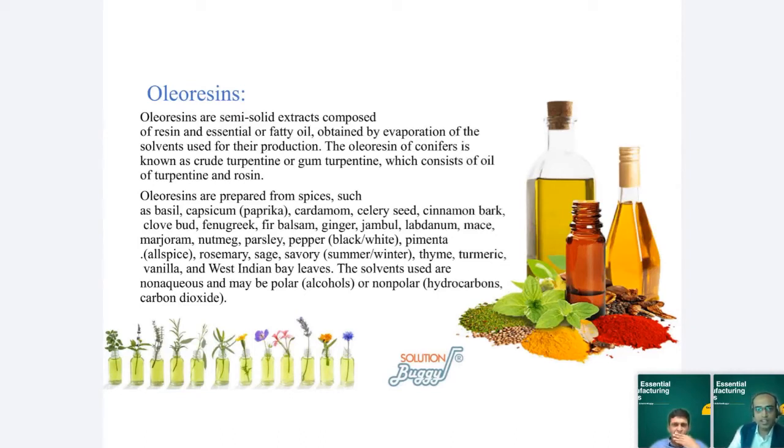So why are these separated? These are the gum turpentine, which consists of rosin and turpentine. So specifically, these are not tannins or oils. These are turpentines and rosins, and mainly this is extracted using alcohols and other hydrocarbon chains.